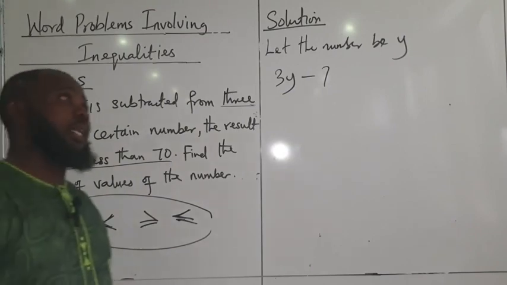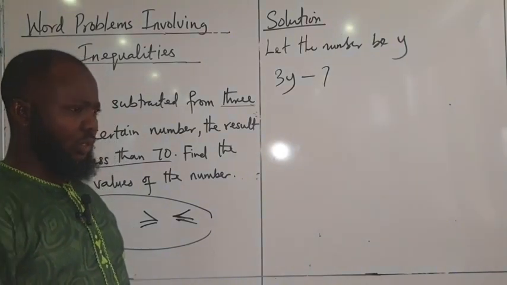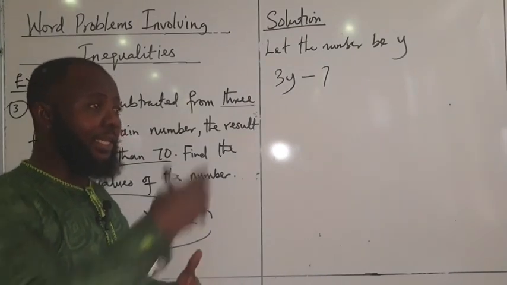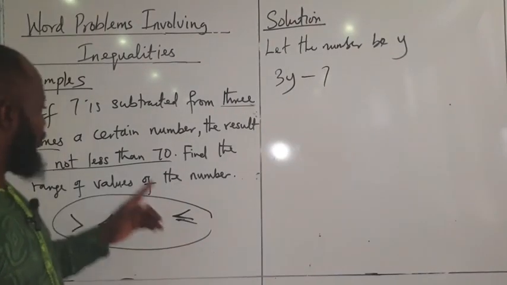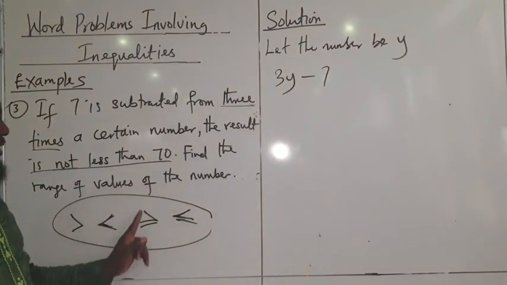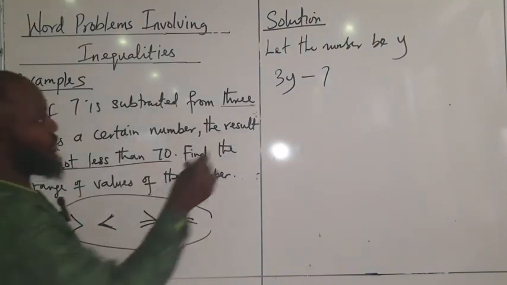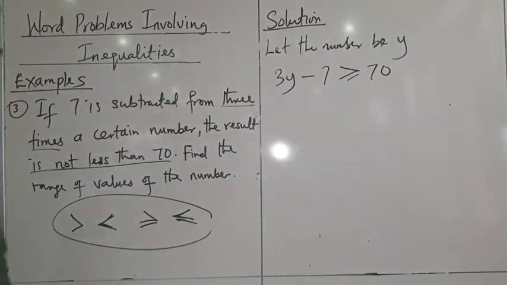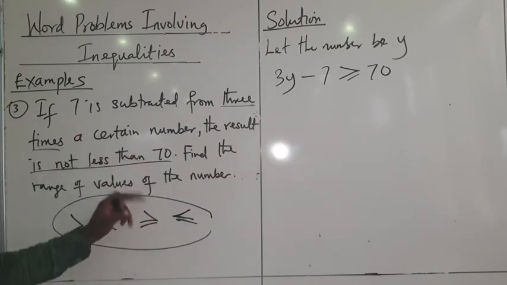For example, I can tell you that my age is not less than 5 years. So what's the meaning of that? That is, my age could be 5 years and above. That's what it means. So not less than 70 means that it is equal to 70 and also greater than 70. So that's how we're going to interpret that: greater than or equal to 70. Is this very clear? Good. So that is how to interpret this. Not less than means greater than or equal to.